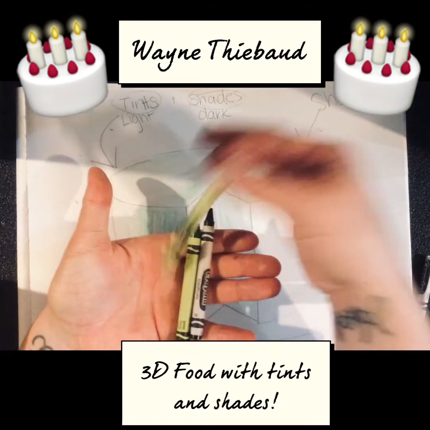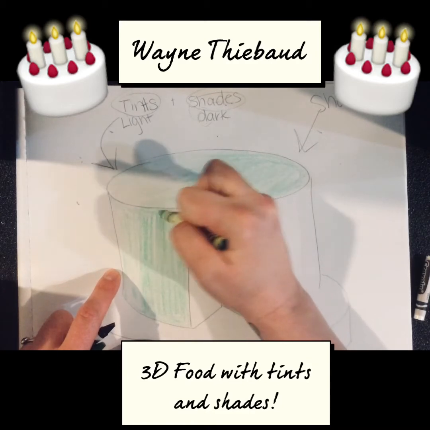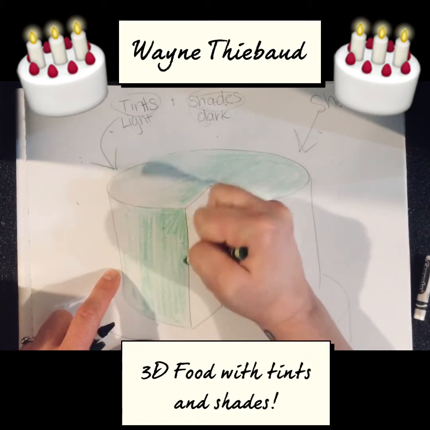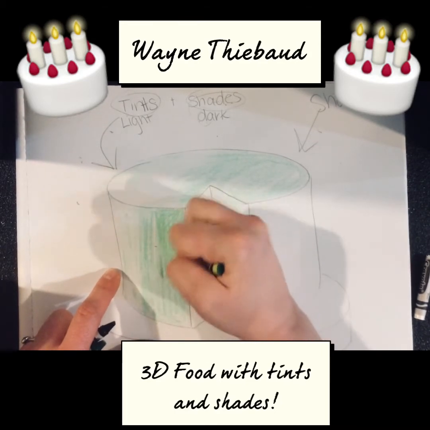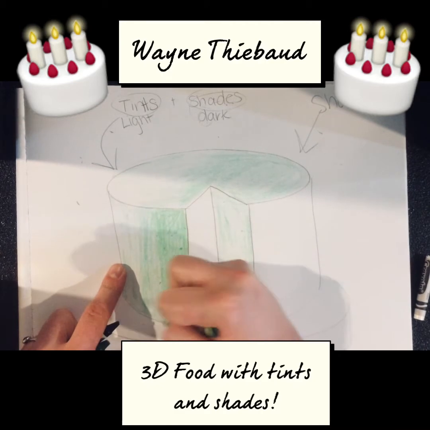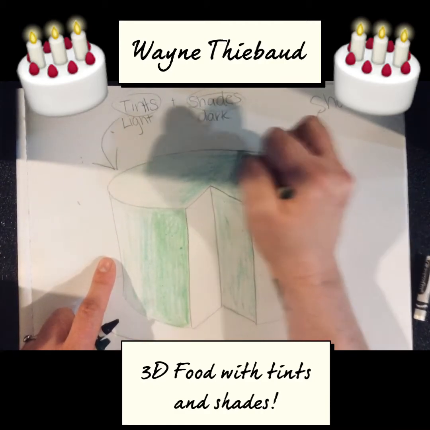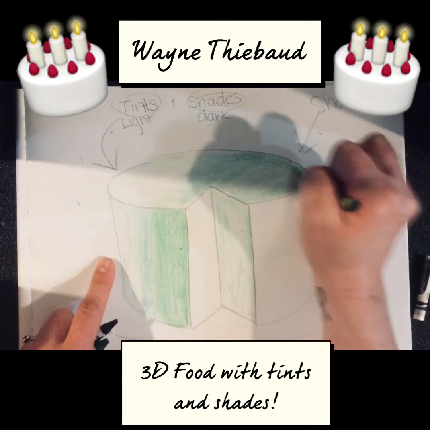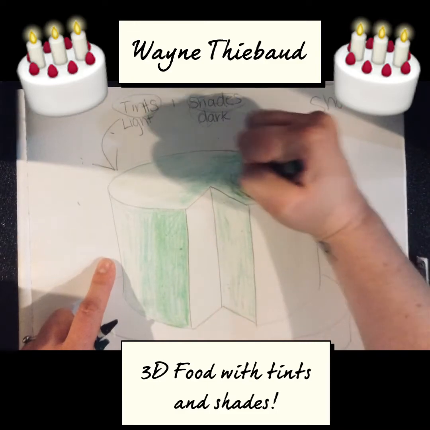So this is where I'm going to pick that middle or medium green. And I'm going to go a little bit from the edge and color right on top. Alright, so I'm coloring right on top with that medium green. Again, I'm going to start somewhere in the middle. Color with that medium green.